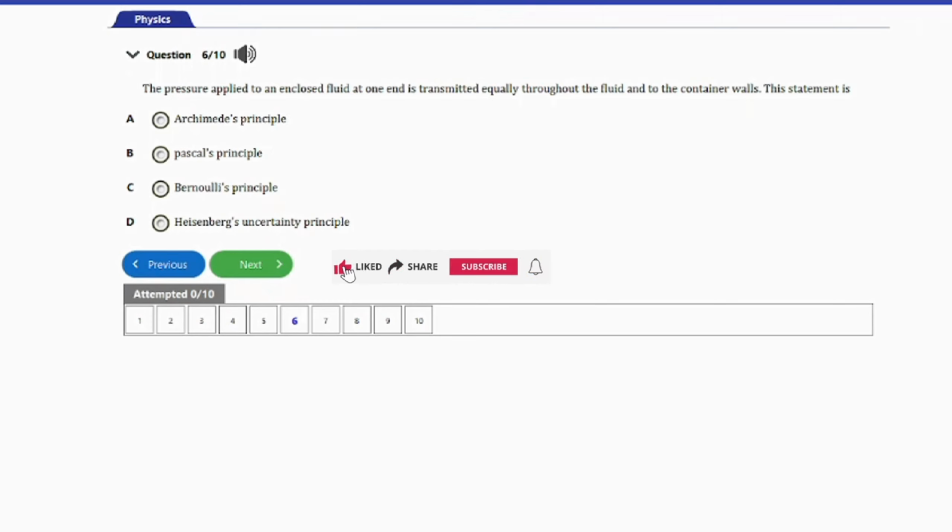So that's question number 6 here. It says, the pressure applied to an enclosed fluid at one end is transmitted equally throughout the fluid and to the container walls. This statement is A, Archimedes' principle, B, Pascal's principle, C, Bernoulli's principle, D, Heisenberg's uncertainty principle. So guys, the answer to this question is option B, Pascal's principle.